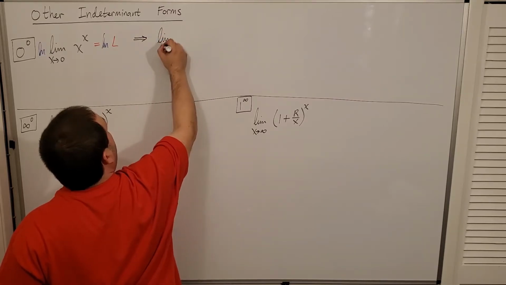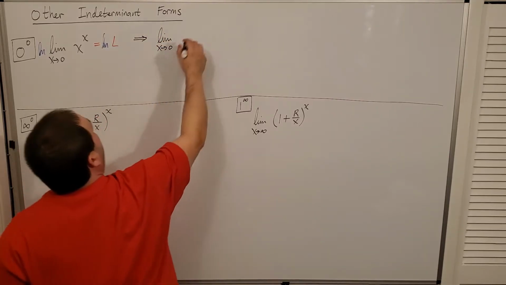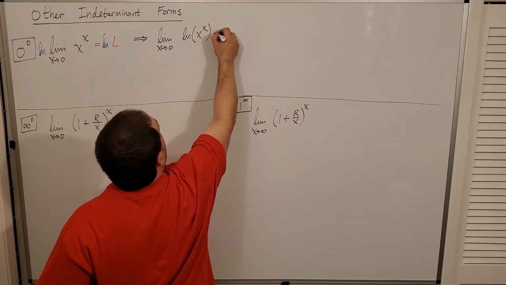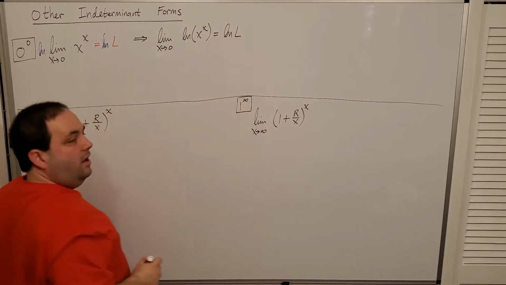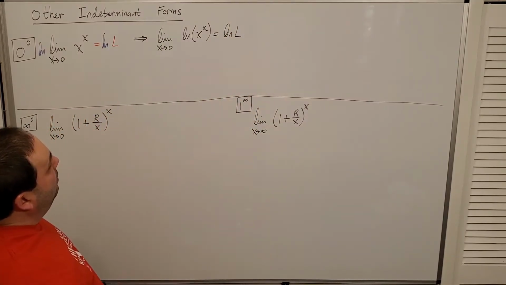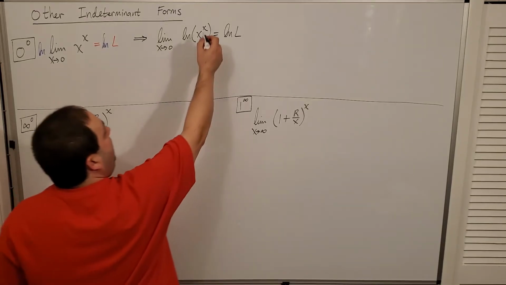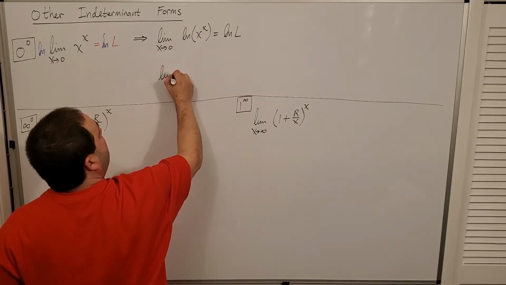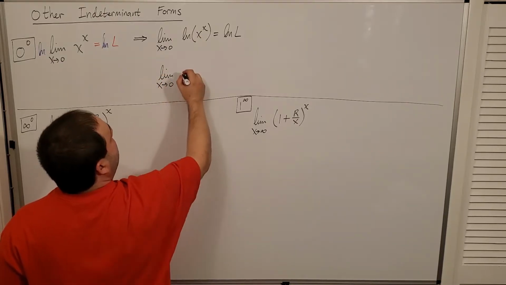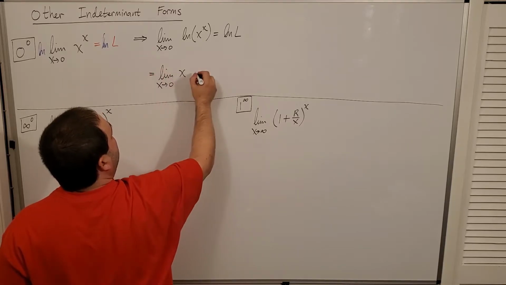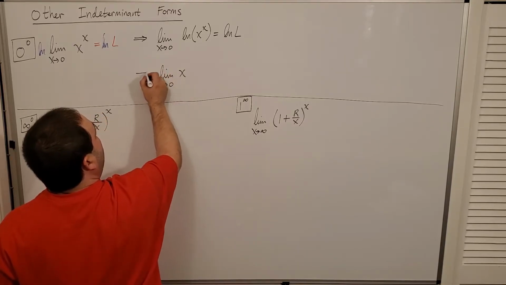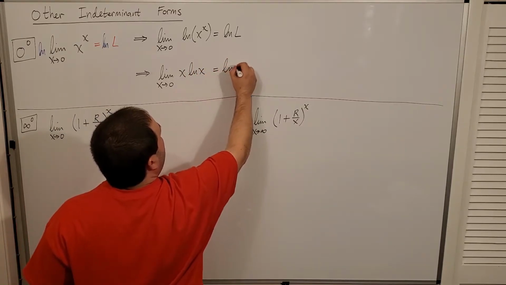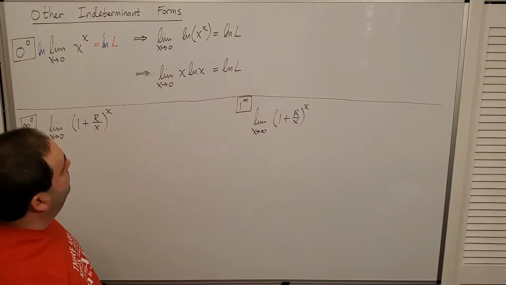The limit as x goes to 0 of the ln of x to the x is equal to the ln of my final answer L. But remember our logarithm rules, I could actually bring the x out right here, and I have the limit as x goes to 0 of x times ln of x equals the ln of my L answer.